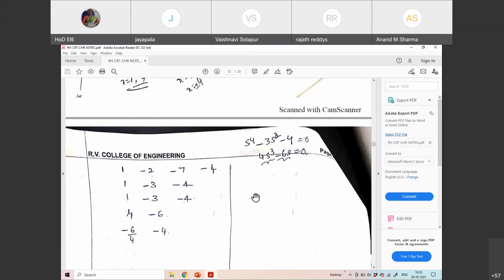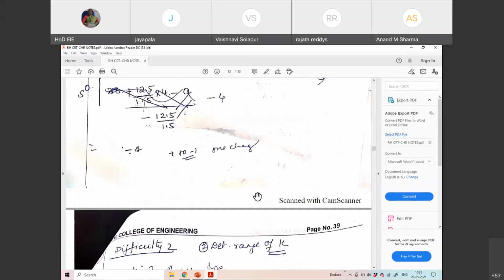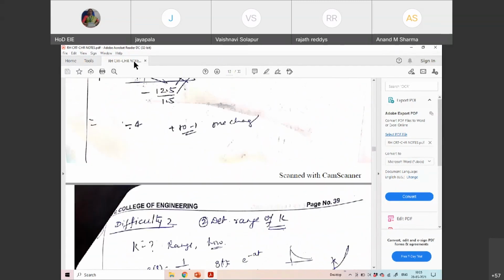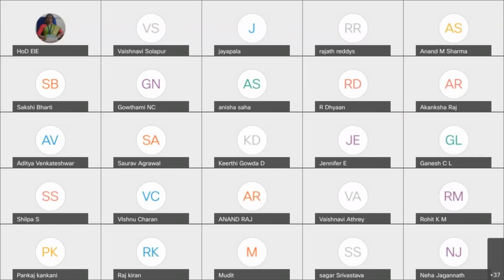Okay, so typical systems are given. You have to solve as many problems as you can, and you have to understand it. And if you have any problems, you can always come back to me. Okay, this is about finding the auxiliary equation.